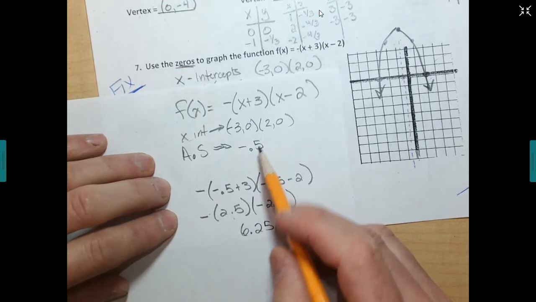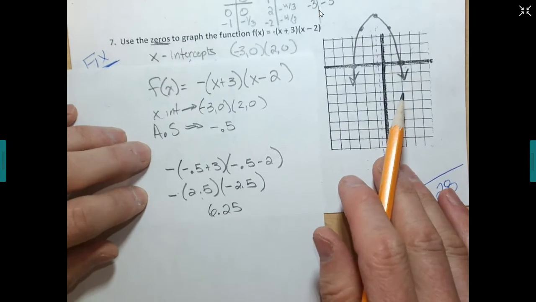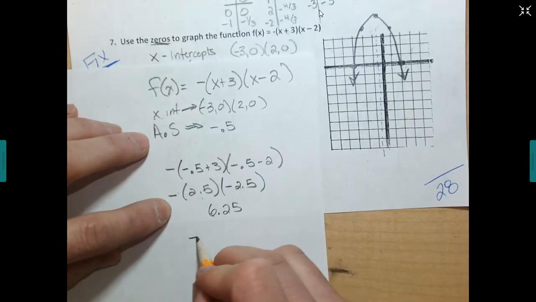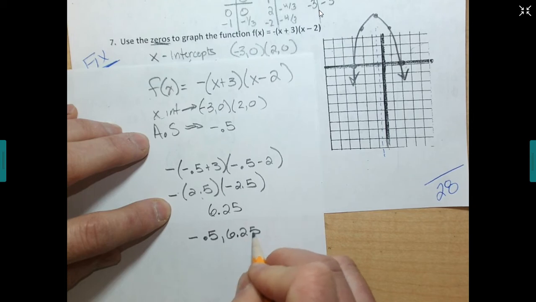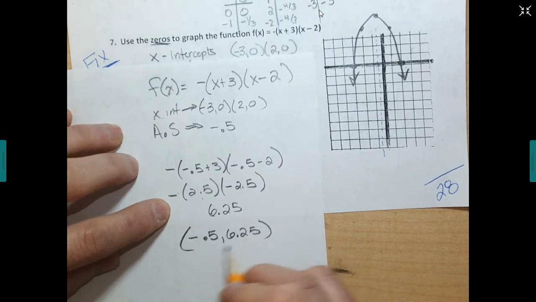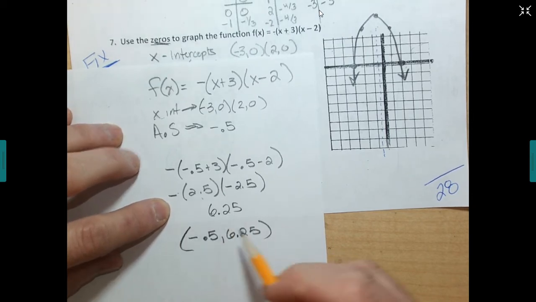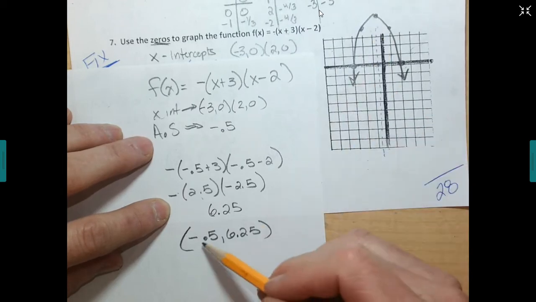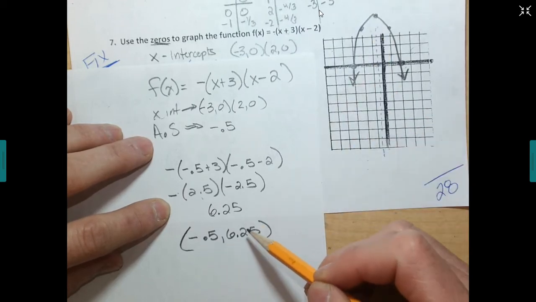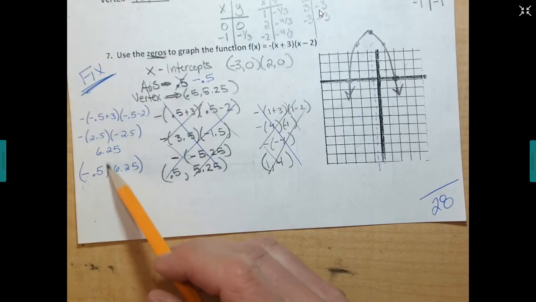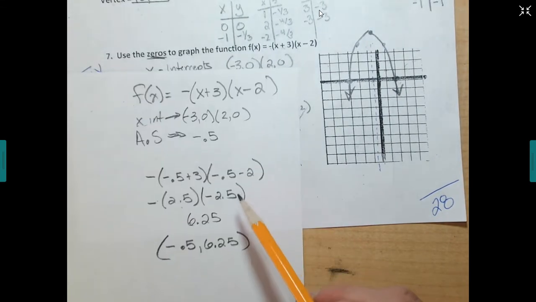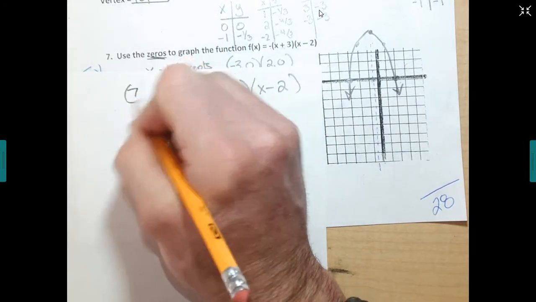So my vertex for this problem is negative 0.5, 6.25. There's my vertex. So vertex right here, negative 0.5, 6.25. There is the correct answer. I also did it right here. There's your correct answer for number 7.